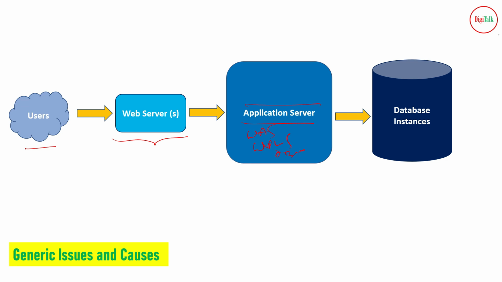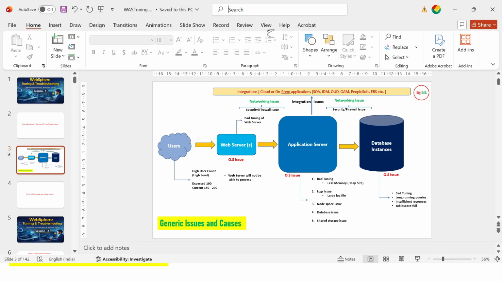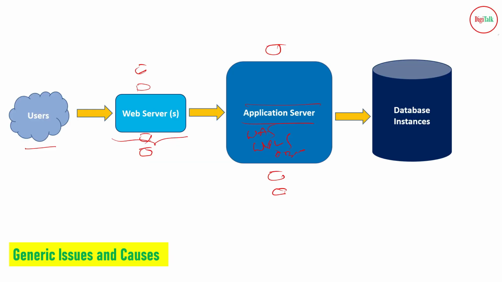Okay, you may have multiple components for high availability, right? So here I have just mentioned one application server, one web server, one database instance. For high availability you can have multiple web servers like this one. Similarly, you can have multiple application servers. Similarly, you may have multiple database instances. But this is a very generic flow of your request whenever a user accesses the application which is deployed in any of your application servers.